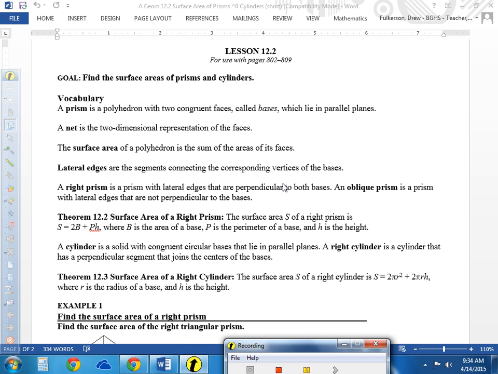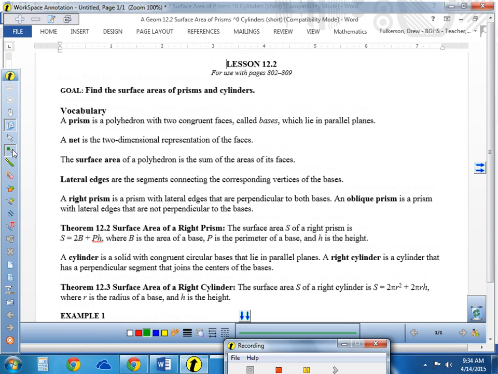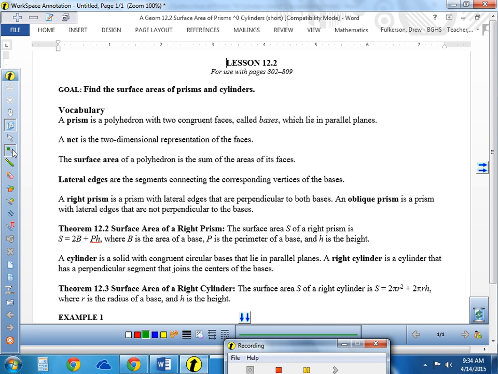Today we're going to be learning about finding surface area of prisms and cylinders. First off, quick reminder, a prism will have two bases. A lot of times you see two triangles, and the rest are rectangles. That's going to be a triangular prism. Those two faces will have to be congruent in order to be called bases, and they must also be parallel.